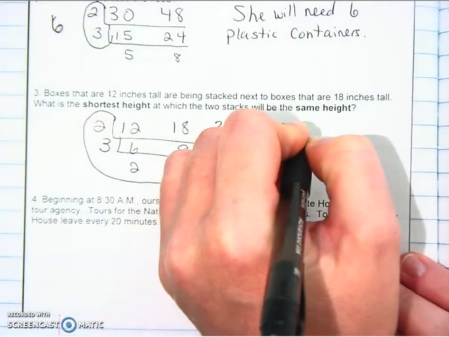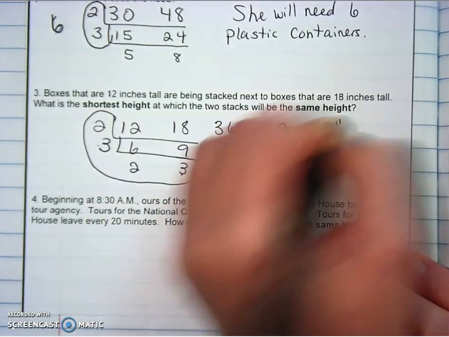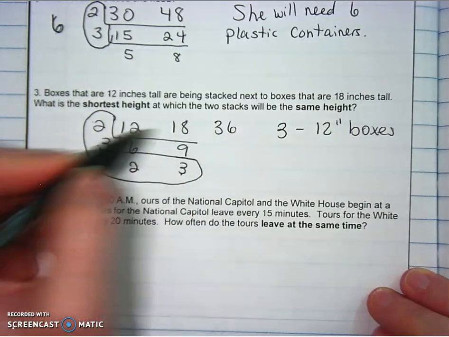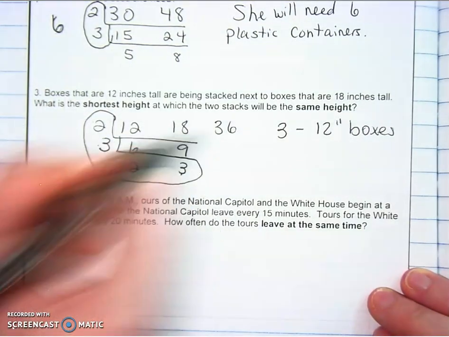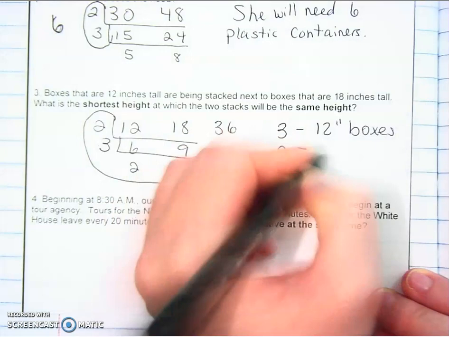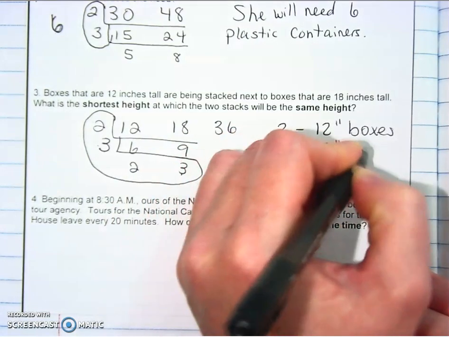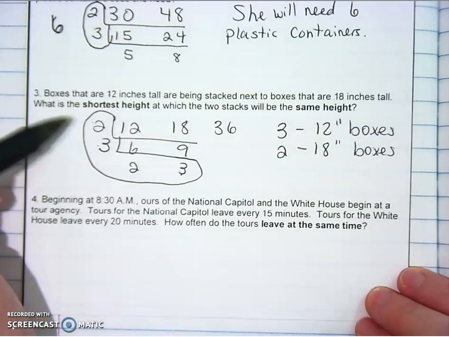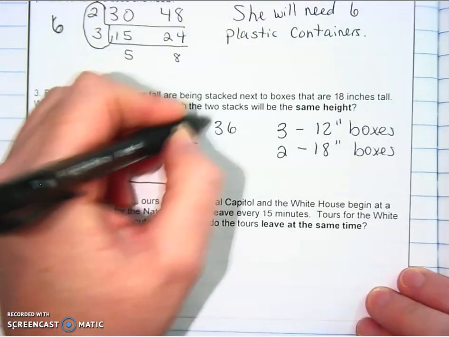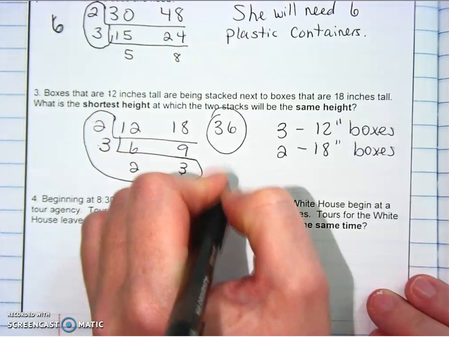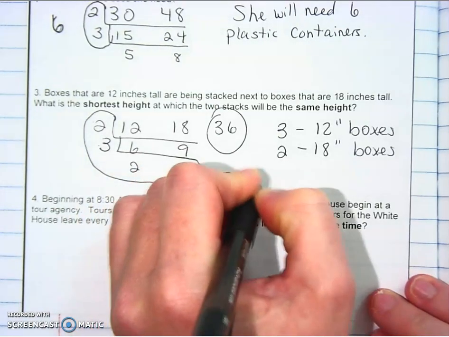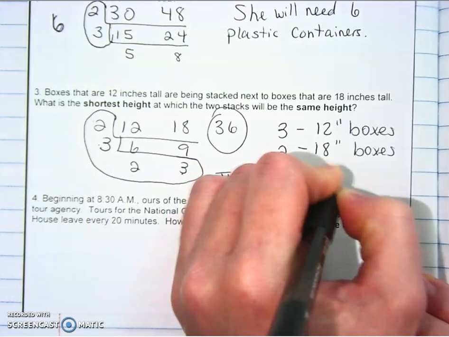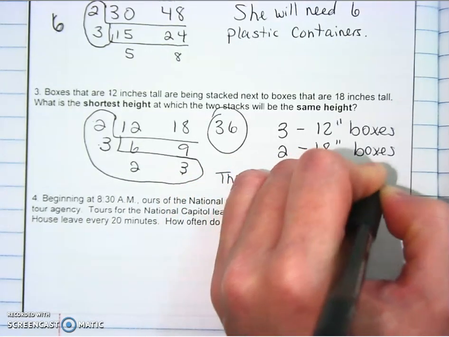3 12-inch boxes. And then 18 times 2 gets me to 36. So 2 18-inch boxes. Okay, so that is the shortest height. So the shortest height will be 36 inches.